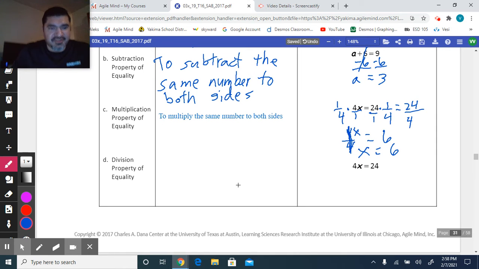Okay, this last one here, division property of equality. Go ahead and write that down.